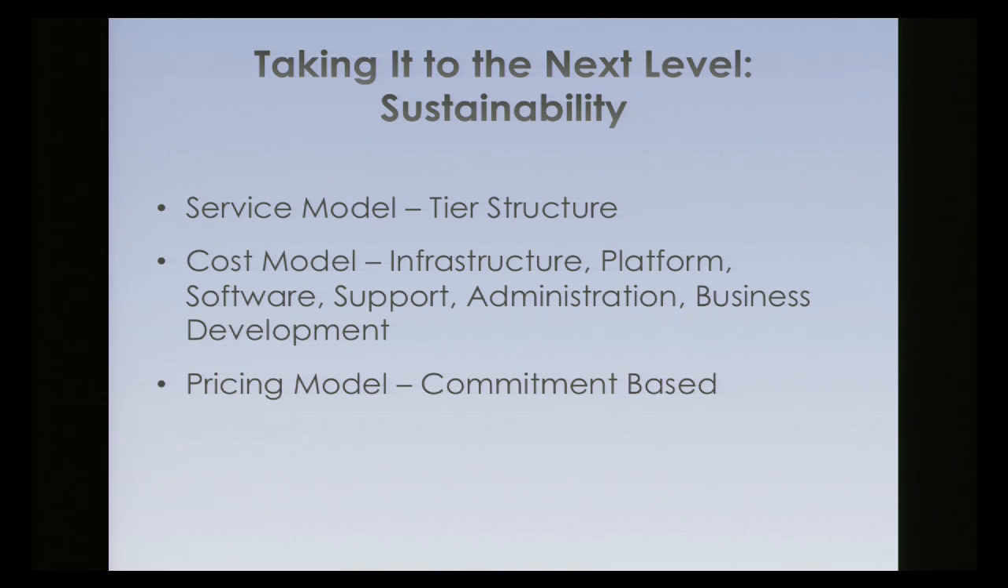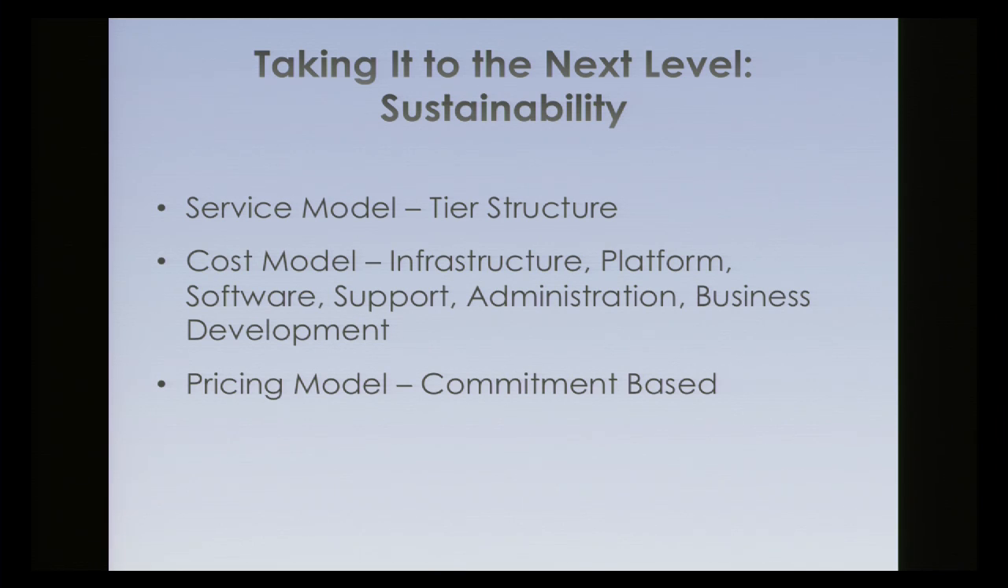Sustainability. In order to sustain this service for years to come, we need to make sure we have the right service model, cost model, and pricing model. For the service model, we're looking at a tier structure, so having tier 1, 2, and 3. The first tier is providing services by the individual campus at their location. And tier 2 would be multi-institutional services, so for more than one institutional campus. And tier 3 would essentially be provided by the service management provided by the technical team.